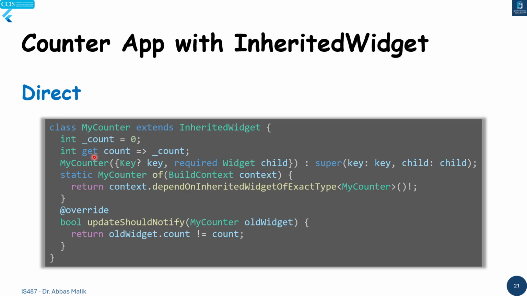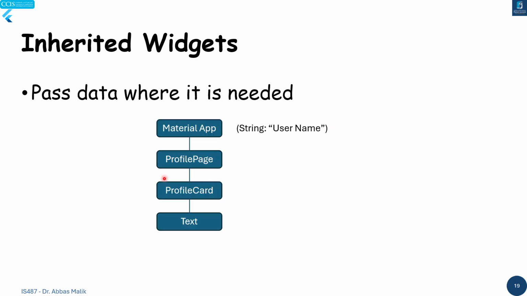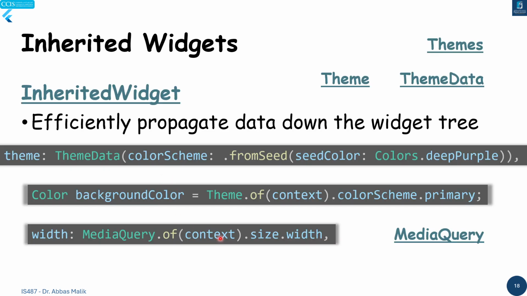Inside we have a counter, and a get method to get the private property of this class. Then we have the constructor, which requires a child, so we need to provide that widget child. Because InheritedWidget has a child, we need to provide it, otherwise we cannot create that inherited widget. Again, we have a static MyCounter, and we are creating the of method for that one, and remember that we have used it here. So we are using that of.